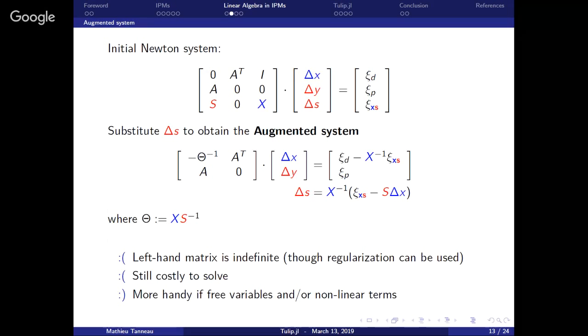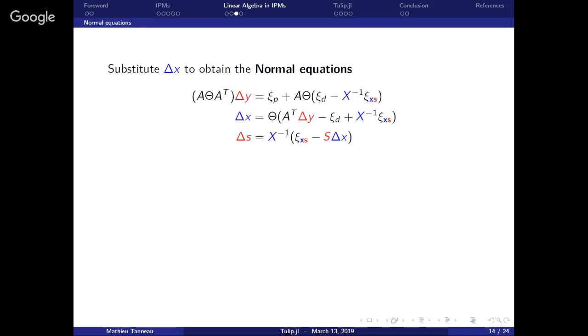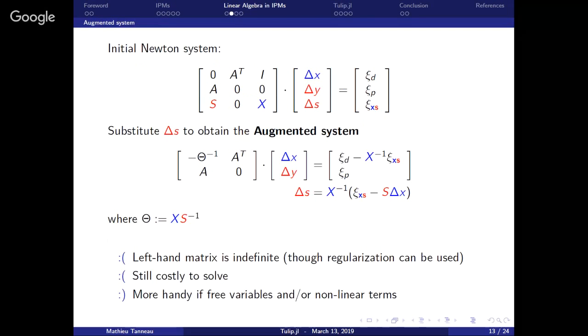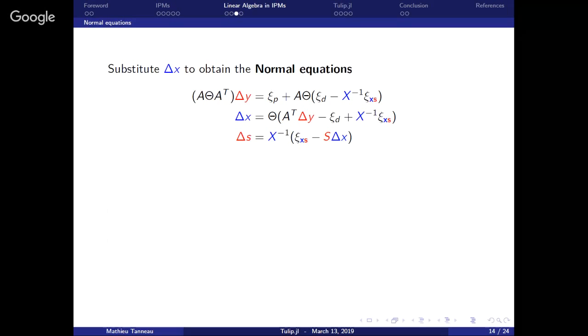But typically for linear programming, you will do an extra substitution and you get the normal equations. Essentially you pivot out this diagonal block and you end up with this positive definite matrix that is here. It's strictly positive definite if A is full row rank, which generally is assumed. If not, you can do pre-processing to remove linearly dependent rows. So A theta A transpose, which is the matrix of the normal equations, is positive definite.